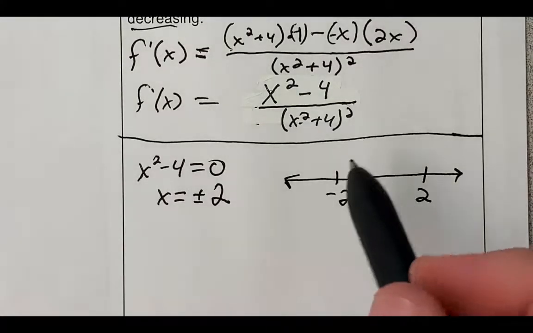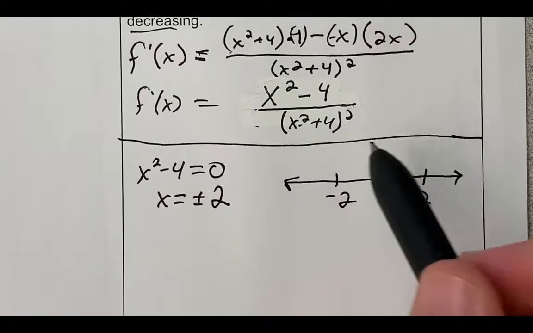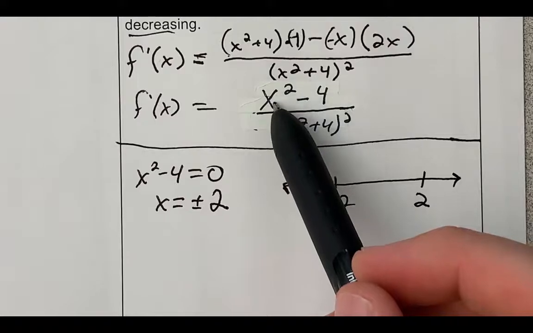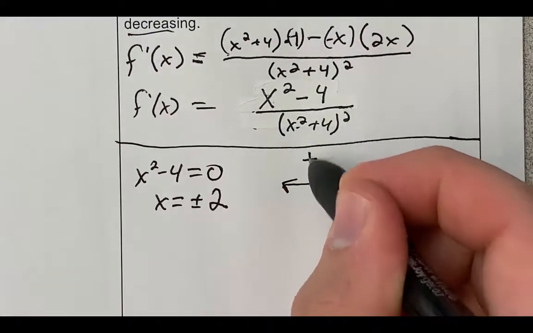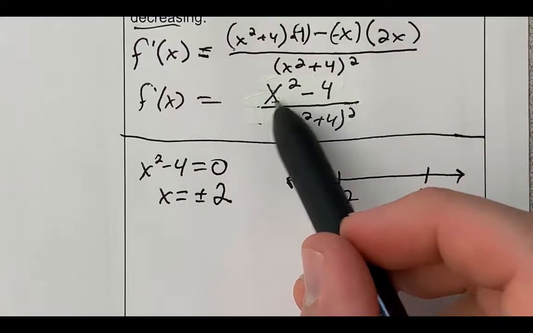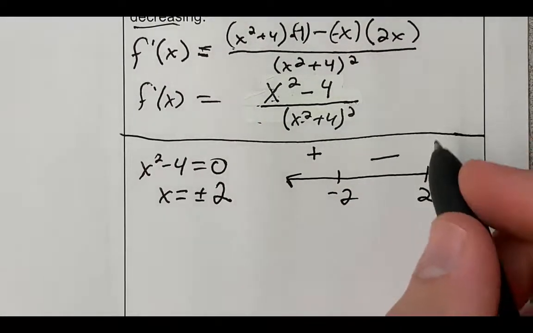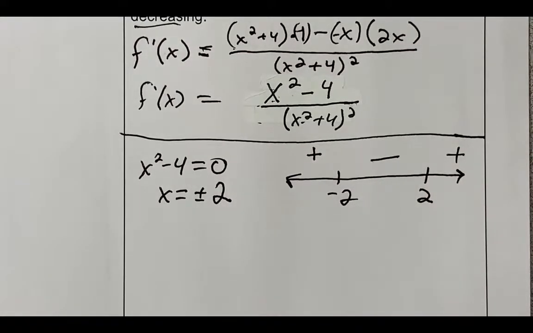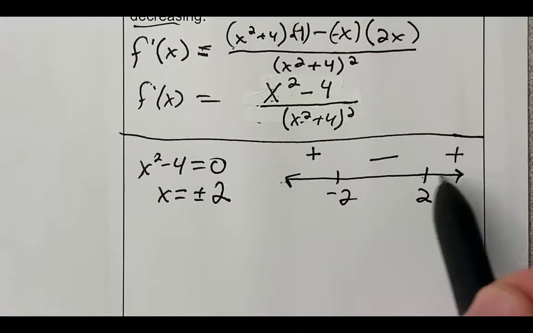Okay, so we'll check a point to the left of -2, so maybe you plug in -3. Note that the denominator is always positive. When I plug in -3 up here, I get 9 minus 4, which is +5. Positive over positive is positive. If I plug in 0, I get a negative number on top, positive on the bottom, so it's negative. If I plug in 3, I get positive over positive, so it's positive. So we can say that the intervals of increasing are from -infinity to -2 and from 2 to infinity.